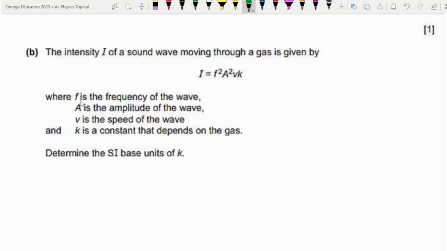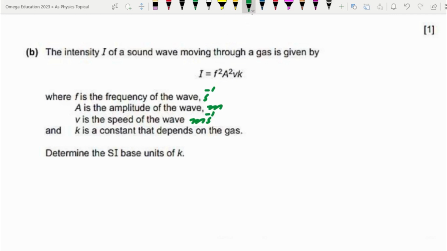The intensity I of the sound wave moving through the gas is given by the equation. F is the frequency. The unit of frequency would be s⁻¹, per second. A is amplitude. Amplitude is basically a length, a certain kind of length we study in waves. But for any kind of length, the base unit would be meters. V is the speed. Speed is measured in meter per second. K is the constant for which we need to find the unit.